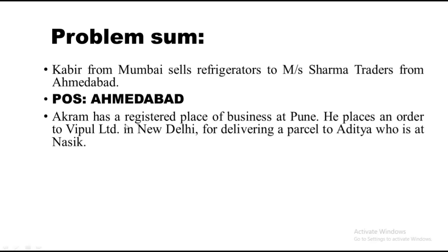So in our case, he places an order to Vipul in New Delhi for delivering a parcel to Aditya who is at Nasik. Here Akram has a place registered at Mumbai. He places an order to Vipul. So here the basic place of supply will usually become Pune, because Akram is a person who has given an order to the supplier to supply goods to the recipient who is from a different place.